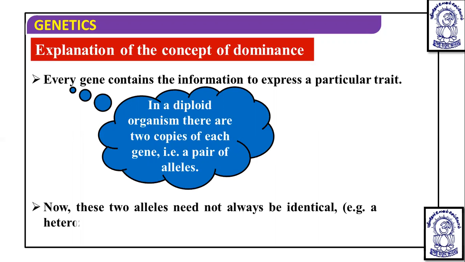Now, these two alleles need not always be identical. They can be identical, like capital T, capital T, but they need not always be identical because we have a heterozygote condition like capital T, small t, that we have discussed.